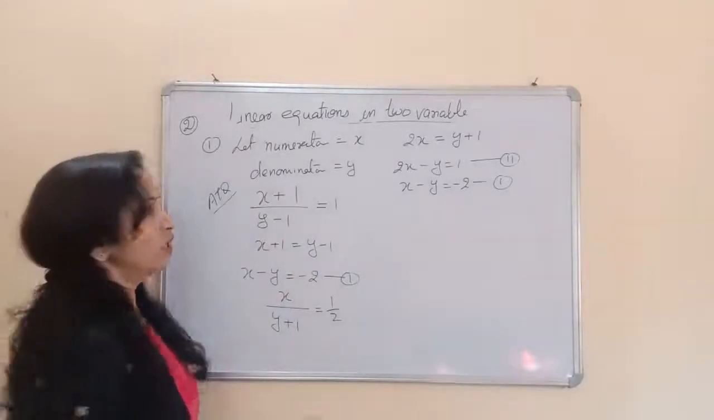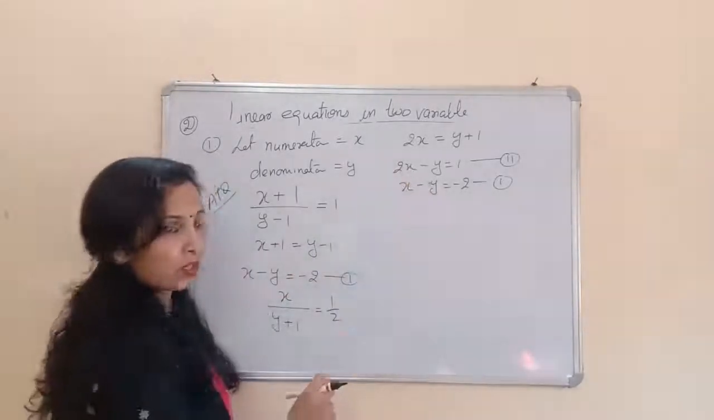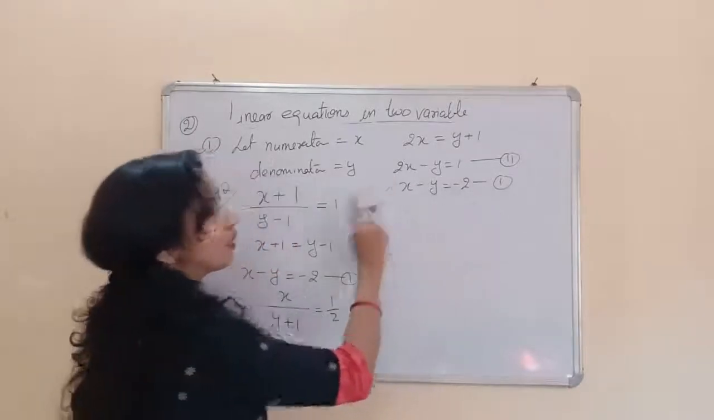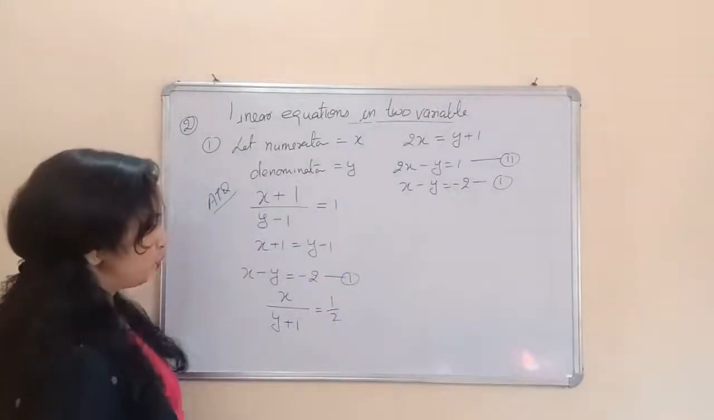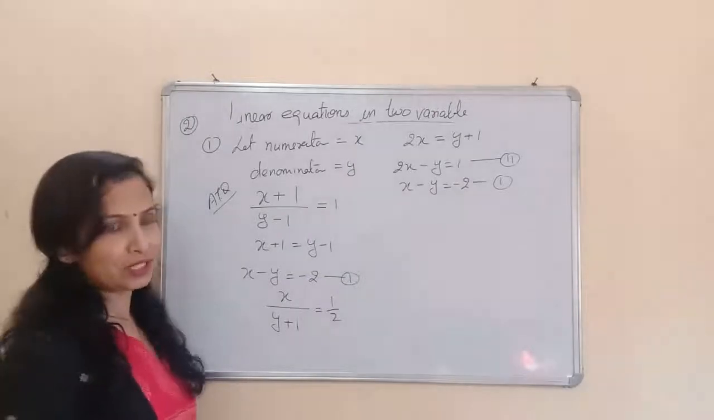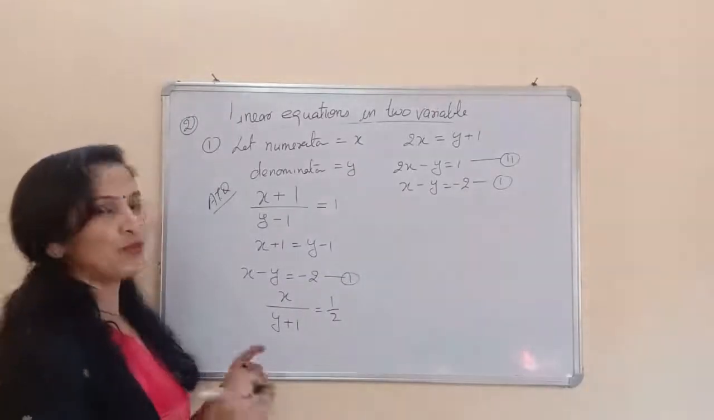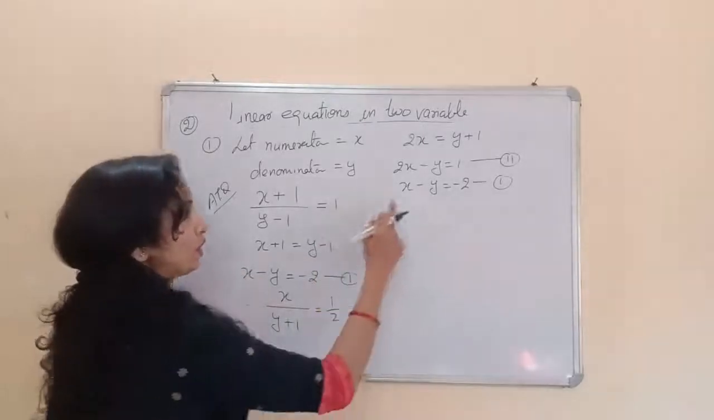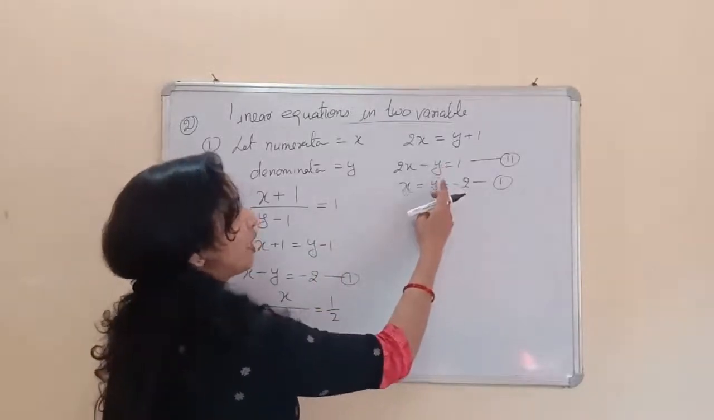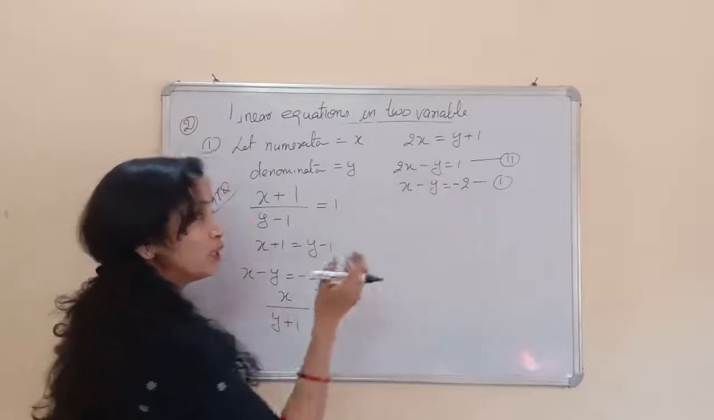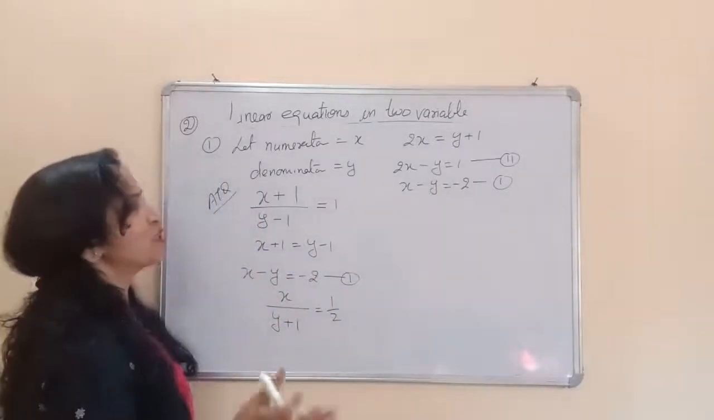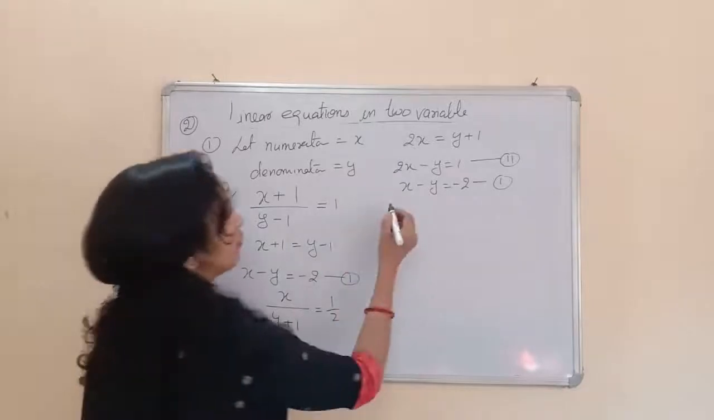So what will you do? You know that there is 2x, or if you want to make this 2x, you have to multiply this whole equation by 2. So in other questions I will try to explain to you how you will multiply it to make the constants equal. So now in this case, since both the constants of the variable y are equal, we don't need to do anything with these equations.